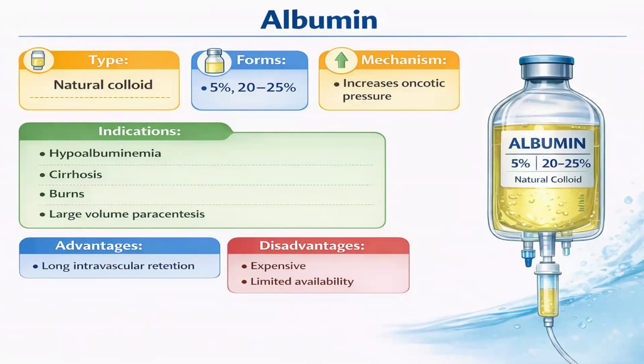It can also be used in large volume paracentesis in cirrhosis to prevent circulatory dysfunction, and in spontaneous bacterial peritonitis and hepatorenal syndrome. Unlike crystalloids, albumin does not cause tissue edema, and thus it's useful in patients with third spacing. But it is expensive. It can cause fluid overload, pulmonary edema, and rarely some allergic reactions.